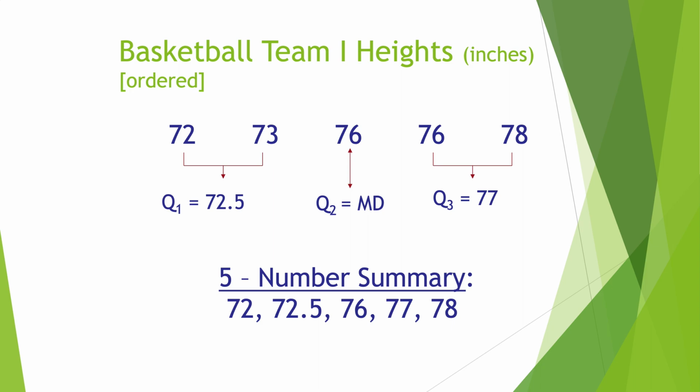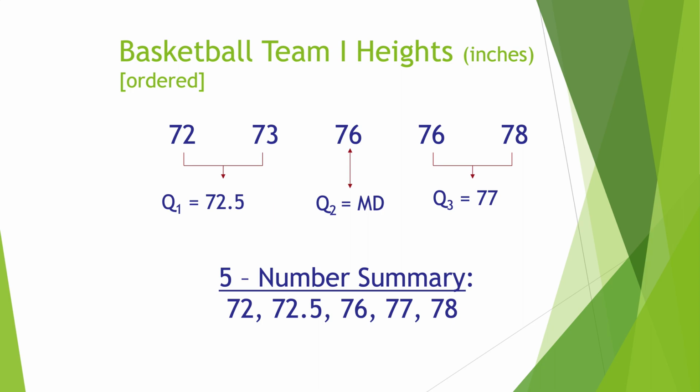Then you go to stat, and then you go to calc, because you're going to calculate some things. And what you're going to calculate is one variable stats. So you hit enter, and of course it's list 1. And you'll notice that nothing about quartile comes up right away. But if you keep going down, it'll tell you that the minimum is 72. The first quartile is 72.5. The median is 76. The third quartile is 77, and the maximum is 78.